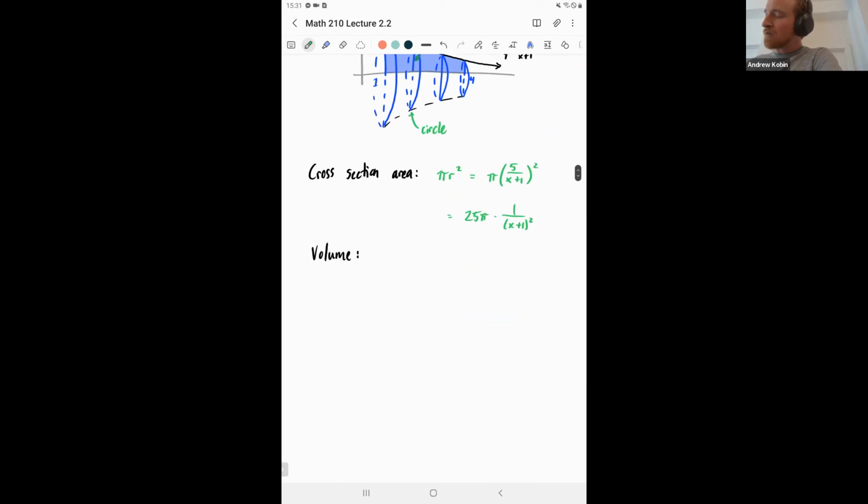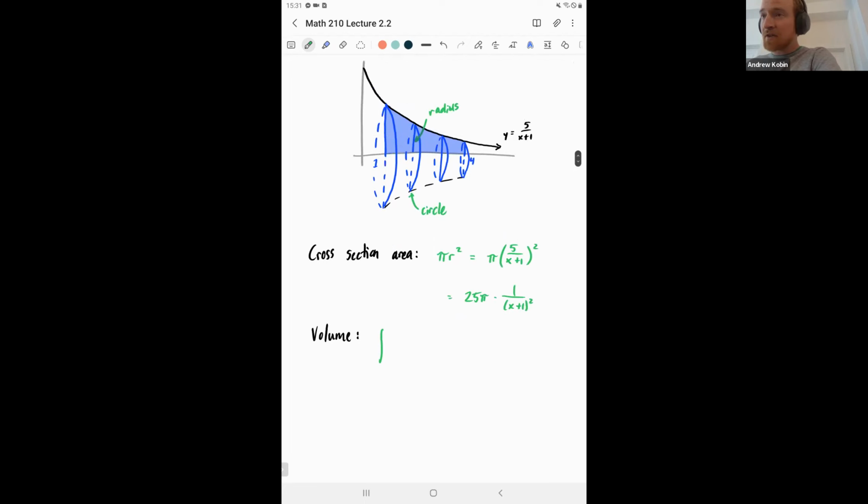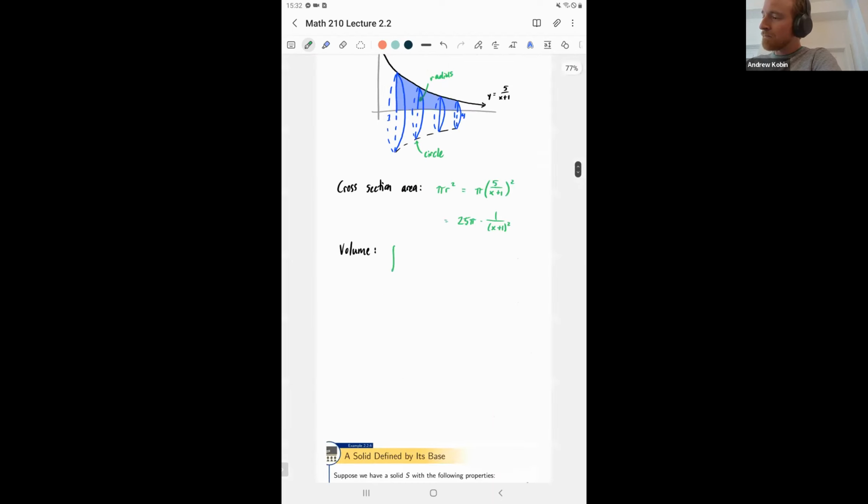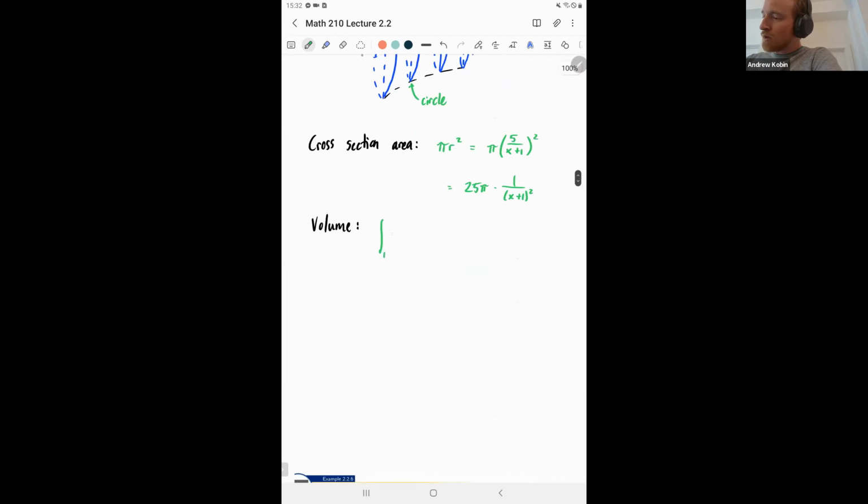So I'm going to scroll down just so I have a little more room to write, but there's our picture. To write down the volume, once we have the cross-sectional area figured out, it's actually pretty simple. We'll take the x values to integrate along. That's from 1 to 4, and that's actually given to us in the problem, luckily. So from 1 to 4, we're going to integrate this area formula, which is 25 pi times 1 over x plus 1 squared dx. Now, there are a few ways to integrate problems like this.